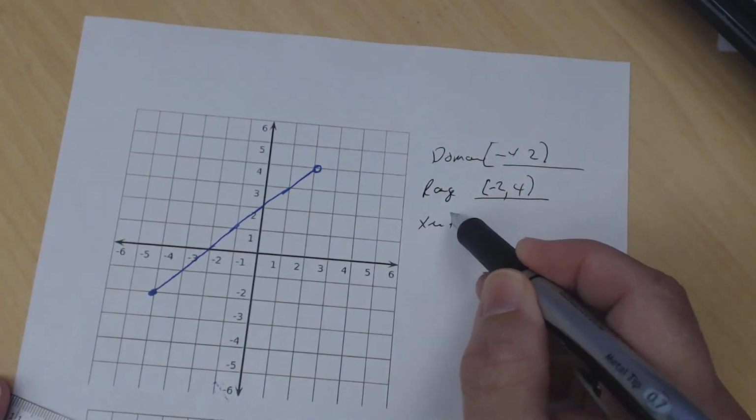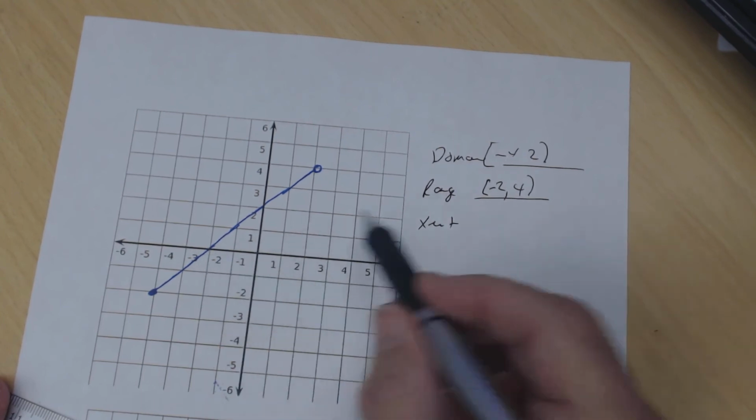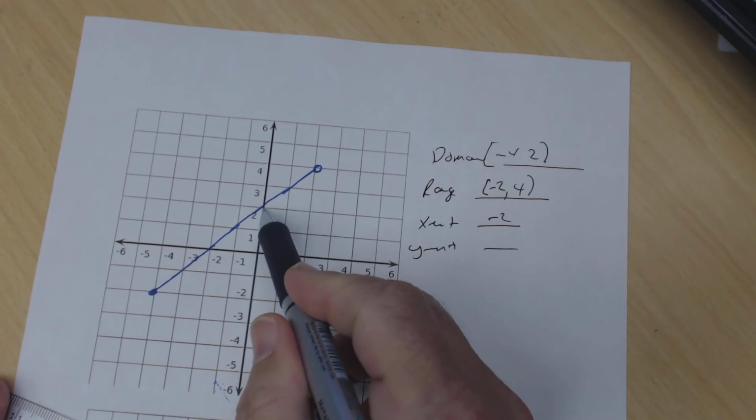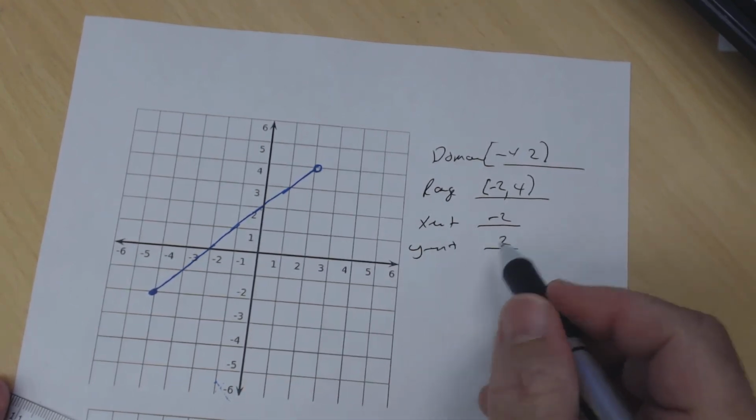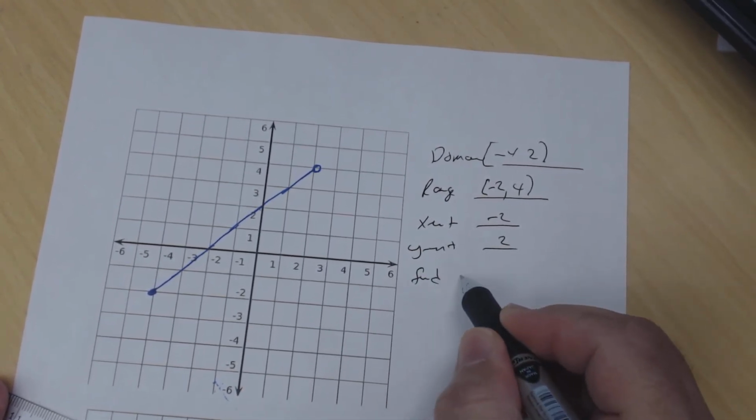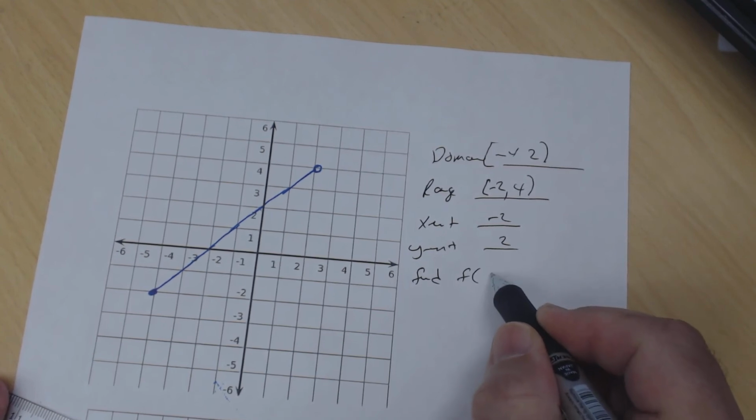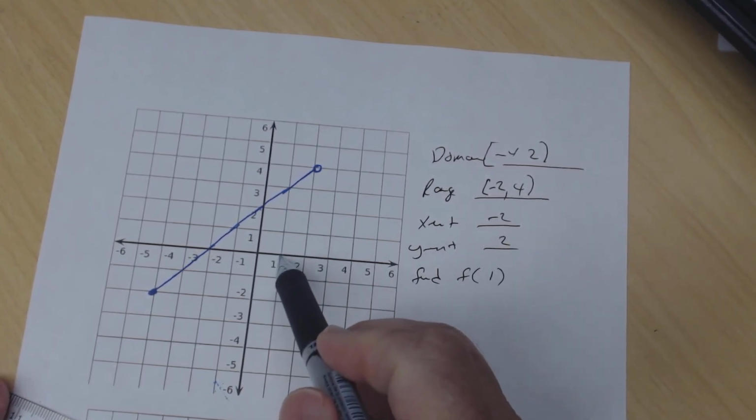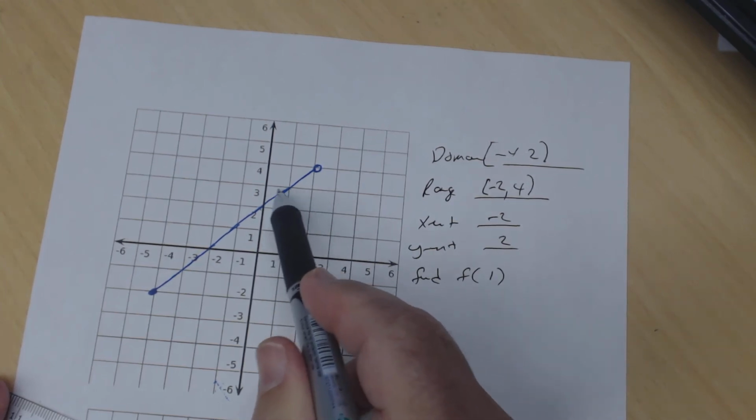The x-intercept, it looks like the graph crosses the x-axis at negative 2. Y-intercept, it looks like the graph crosses the y-axis at 2. And let's say you want to find f of 1. So when x is 1, what's that y value? The y value is 3.